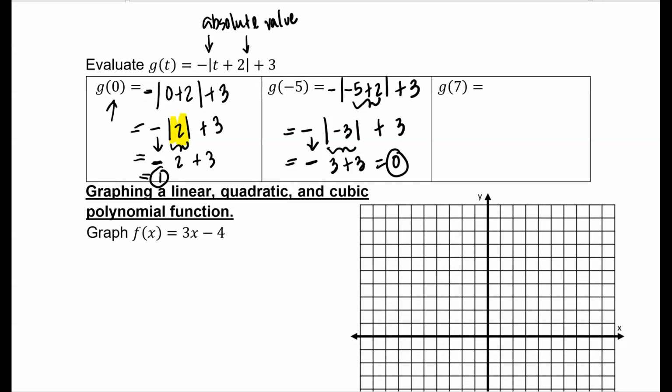So lastly, let's plug in positive 7 into our function. So we have negative absolute value of 7 plus 2, close it, plus 3. This will be a good time for you to determine if you understand the material by pausing the video, and once you're done, playing it again.